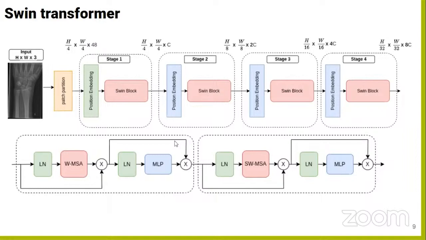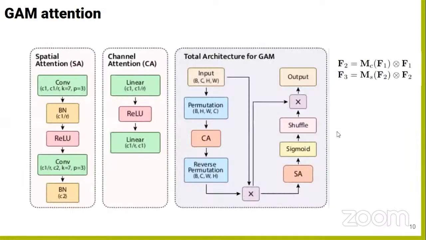And here you can find each of these transformer blocks. It consists of the shifted window multi-head self-attention module, followed by a two-layer perceptron, and we also have layer normalization before each one of them, with residual connections.